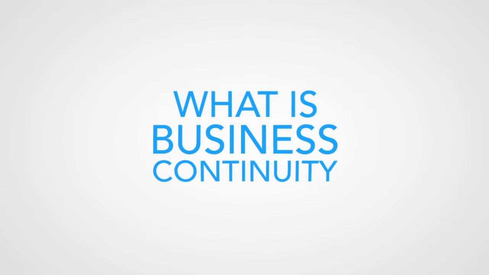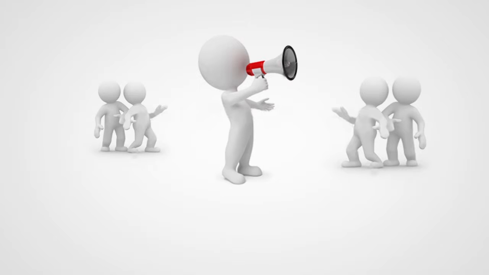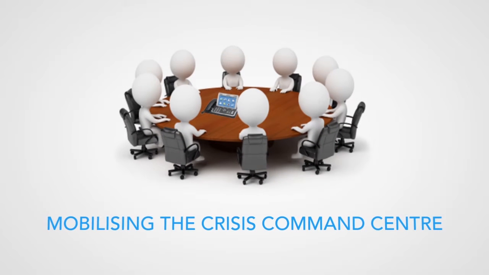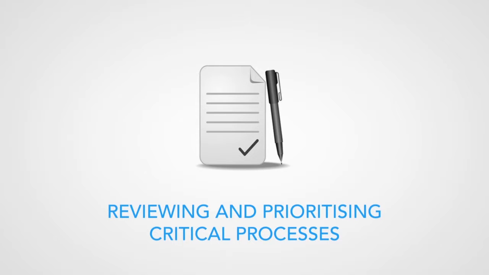What is business continuity? Business continuity consists of procedures that ensure mission-critical functions can continue during and after a disaster. For example, mobilizing the Crisis Command Center, reviewing and prioritizing critical processes, obtaining applicable resource requirements from plan and business unit heads, and invoking business continuity plans for affected business units.